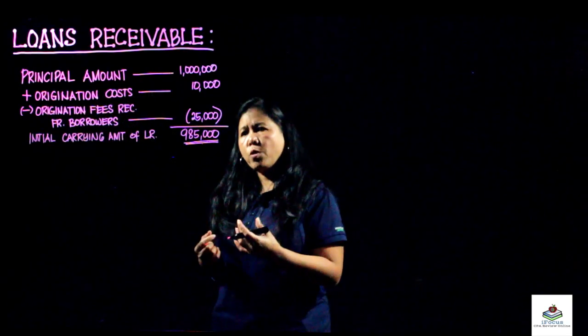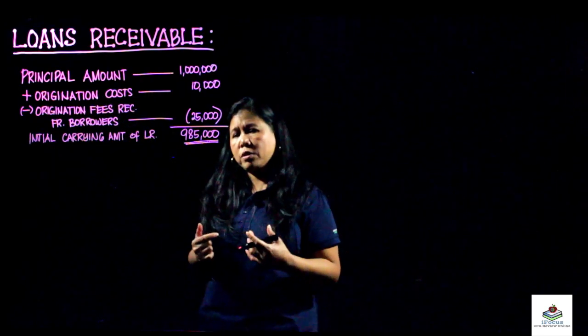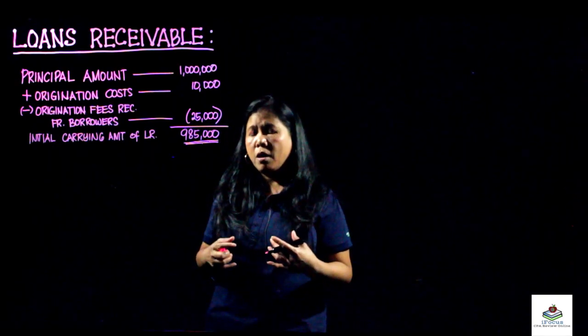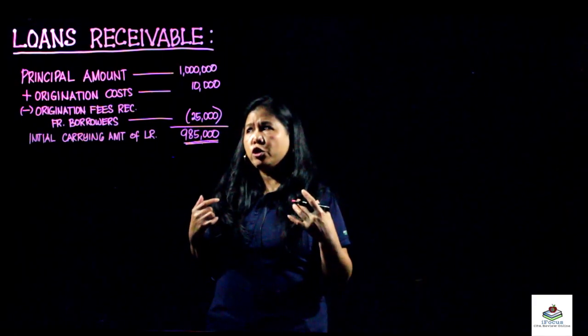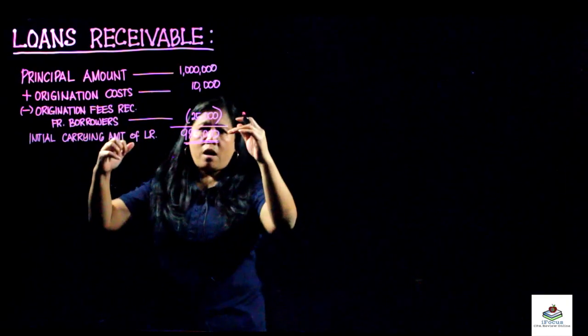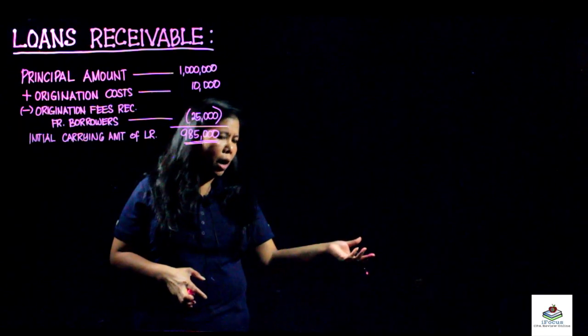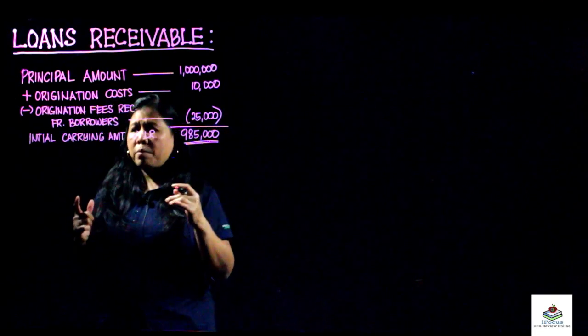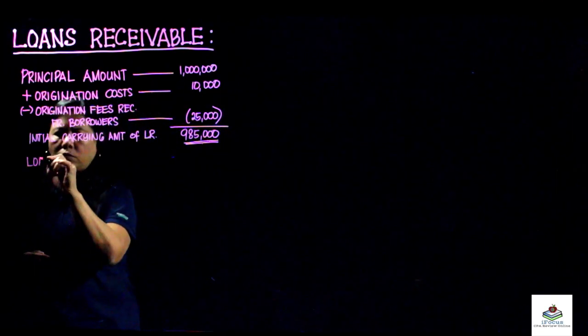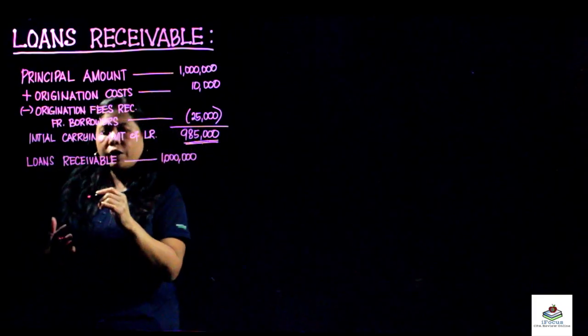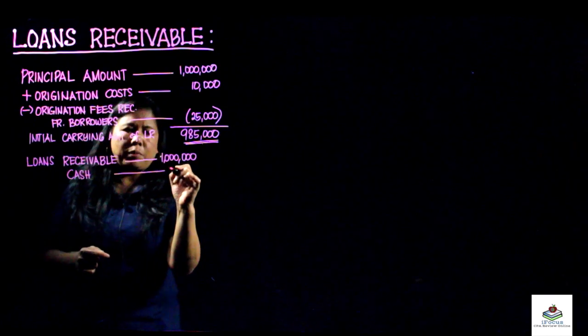So we come up with 985,000 as the initial carrying amount of our loans receivable. Now let's see our journal entries on these transactions. On the principal amount that we grant to the borrower, our entry will be debit to loans receivable of 1 million and we credit to cash of 1 million.